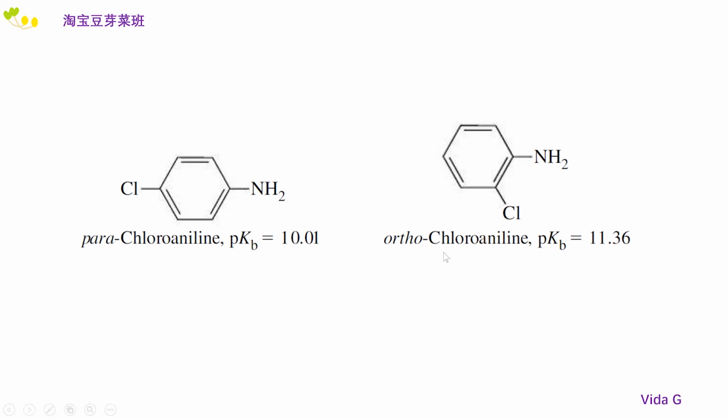And when we consider another atom being added to the ring, if it's getting closer to the amine, the electron withdrawing effect is stronger. So since the chloride is added right onto the adjacent carbon, the electron withdrawing effect is stronger. So it's less likely for the amine group to donate electrons to grab a proton, so it makes it a weaker base.